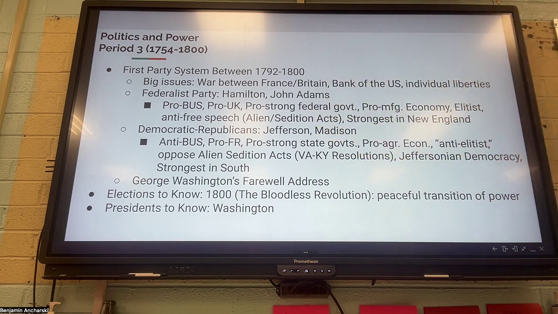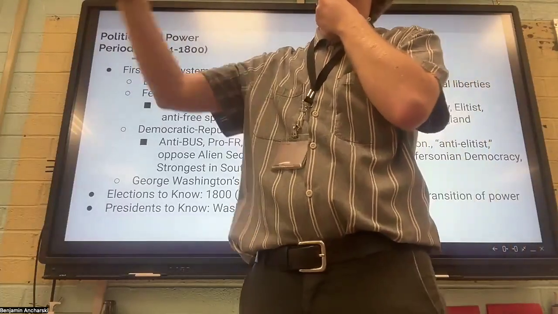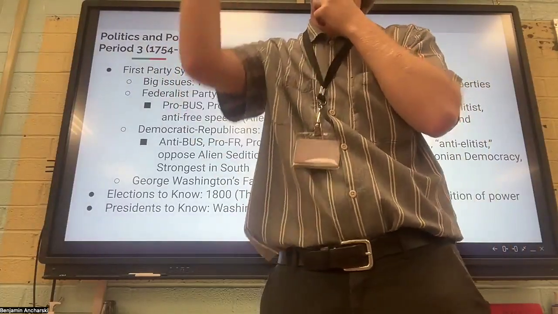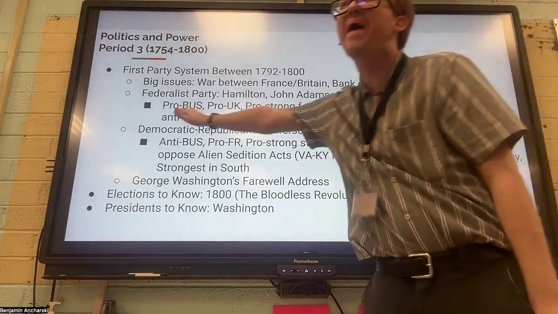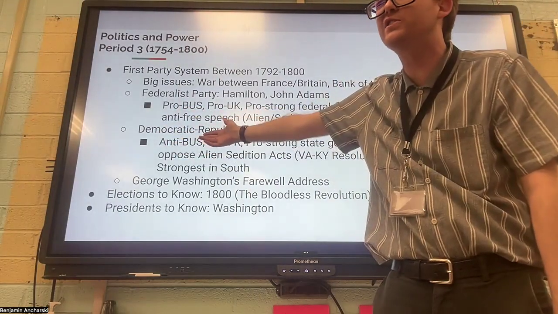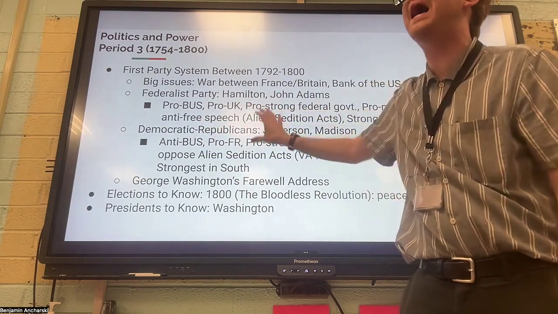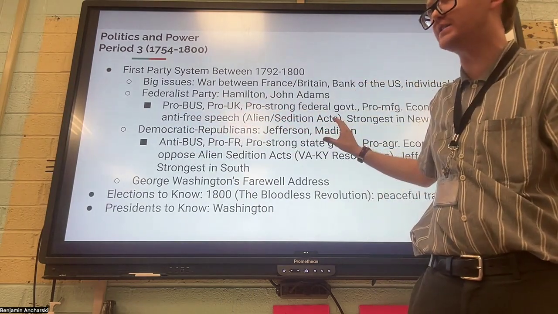Yeah, read. Exactly. The government can only do what is explicitly said in the Constitution. There's nothing about a Bank of the United States in the Constitution. Hamilton shouldn't be allowed to have a Bank of the United States.